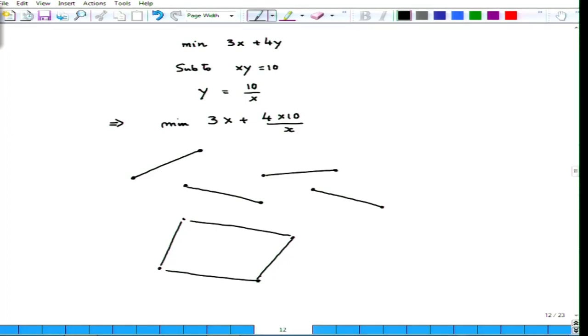So then the answer is a square if the sticks have the same size. The sticks can have different sizes. So in which way should I arrange the four sticks so that they enclose the maximum area?